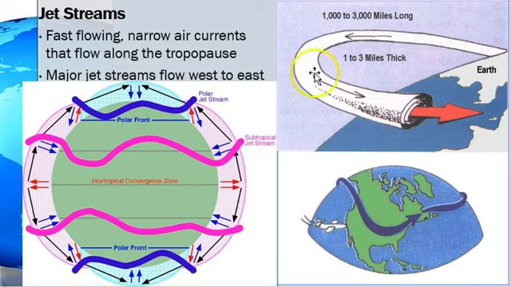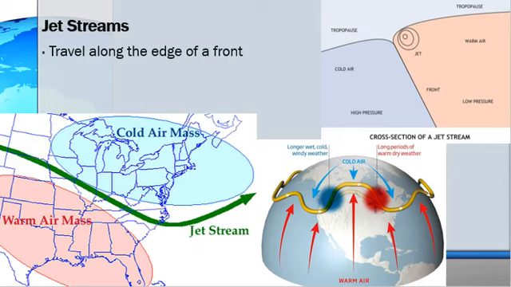They're about 1,000 to 3,000 miles long all the way around, and they're 1 to 3 miles thick. They're about 3 miles off of the ground where we are sitting right now. So the jet streams are going to travel along the edges of fronts. They're going to travel right where the cold air hits the warm air, right where high pressure is hitting low pressure. And if you look at them from the side, we would see that they are right where those two fronts meet and right at the very top of the troposphere, right where it starts to turn into that stratosphere there.